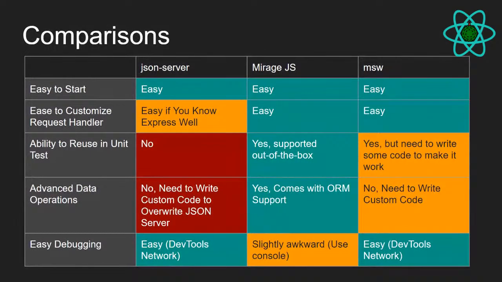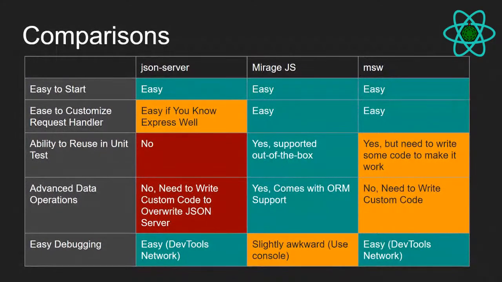Then the third one is MSW. Can we reuse it in unit tests? Not out of the box. But if you go to the repo and search their issues, they have a link to a Kensi dots implementation that is actually even able to mock Jest. But yeah, you may need to copy paste the code and tweak a bit. So, ability to reuse in unit tests.